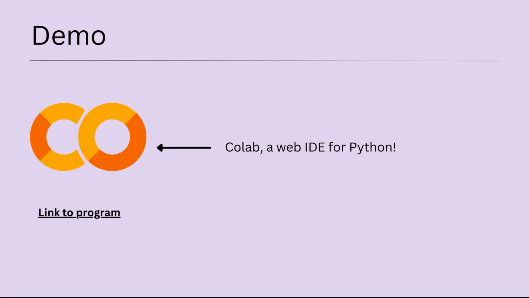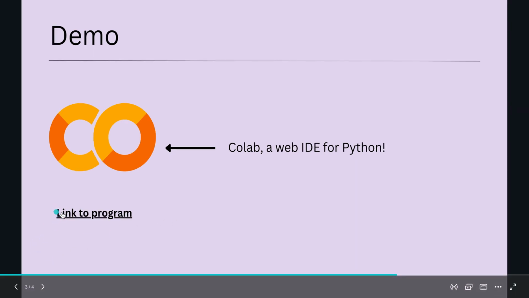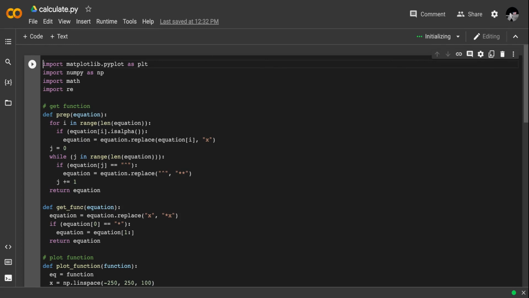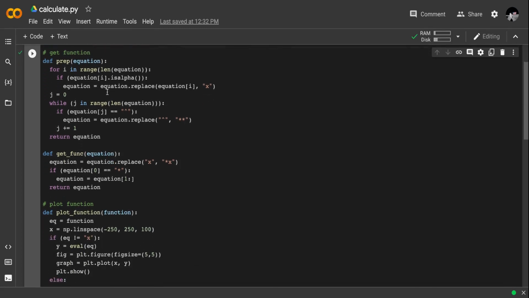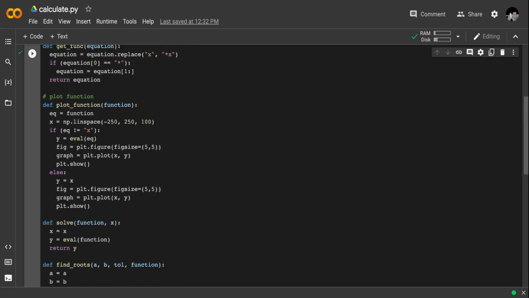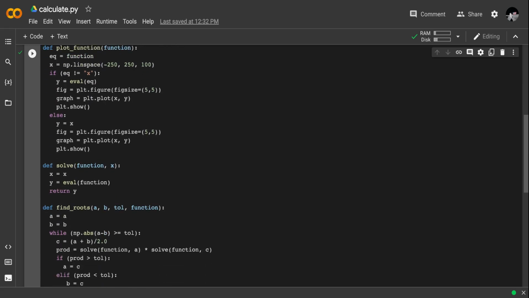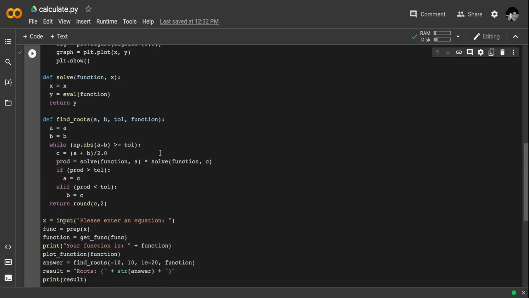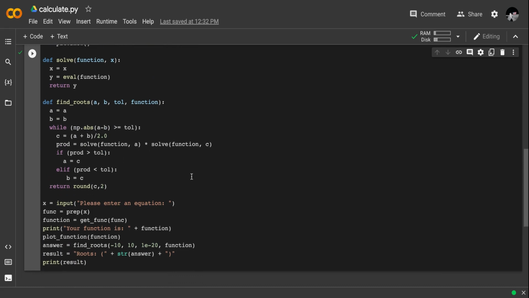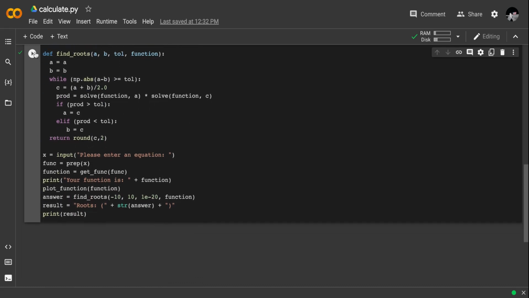So for my demo, I'm going to be using Colab, which is a web IDE for Python. So these are my functions prep and getFunc, which both use while loops to replace the characters. This is plot function, which is using, as I said before, the matplotlib library. This is solve, and this is my findRoots. So I'm going to go ahead and run my program.